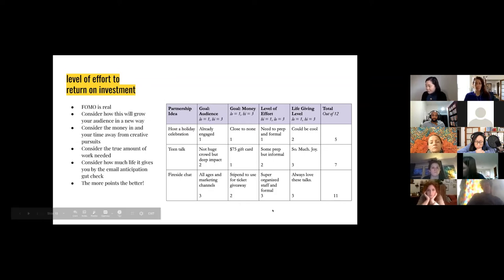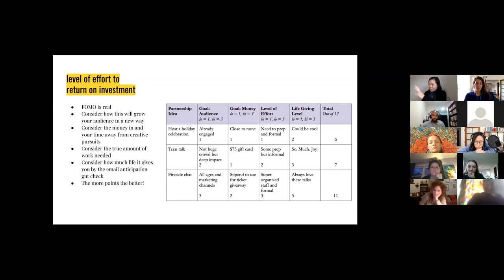How much effort is involved? It was a lot. Their staff are super professional, but they like to have really crisp programming. It was going to take a lot of time, but I knew my outreach was going to be really high. So it was three for effort. Life-giving level, three. I just love, love, love doing community talks. 11 points.